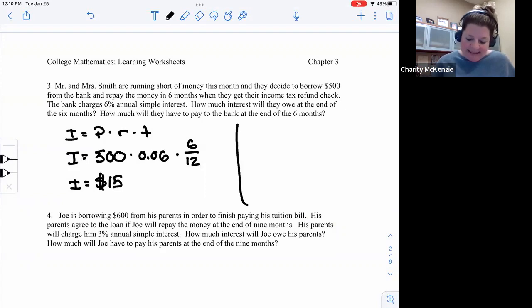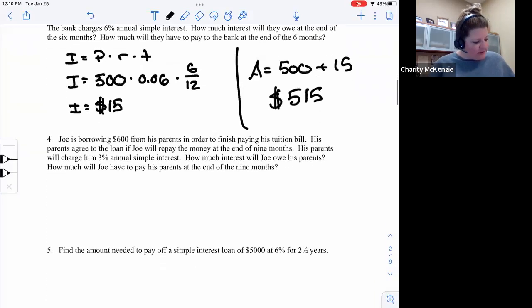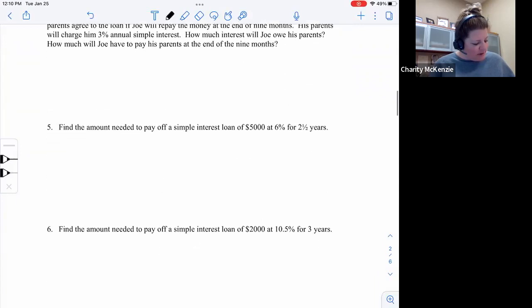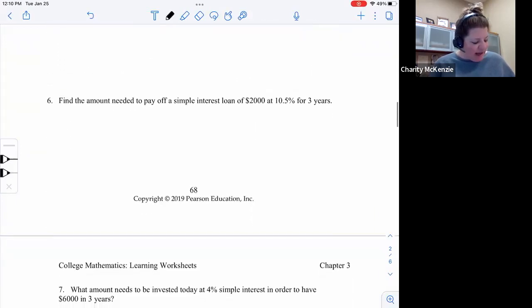So what is the future value? The future value would be 500 plus the $15, which was a total of $515 that they will have to pay back at the end of the 6 months. I think about the time on that one. Okay, so the next one is similar. These ones just basically switch it up.